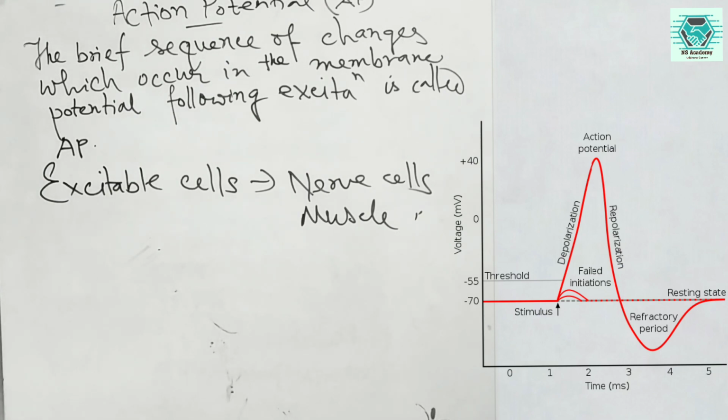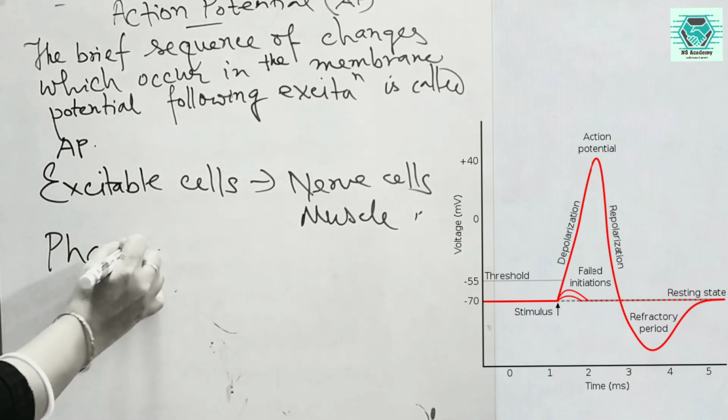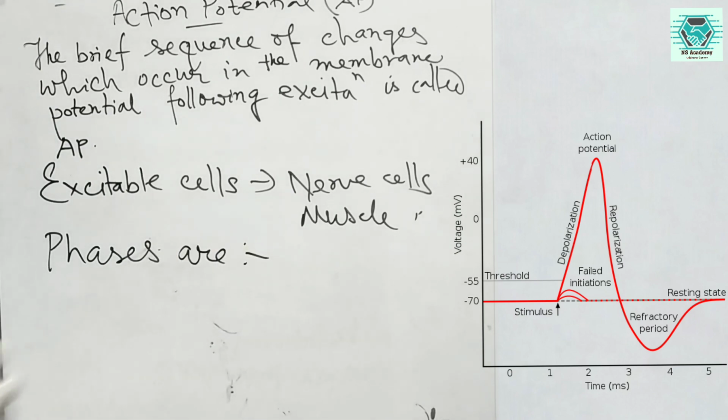In the RMP, resting membrane potential, I have already discussed that the inside of the cell during the resting condition is minus 70 millivolt. And when the distribution of ions occurs through the ion channels, the sodium comes inside the cell and depolarization occurs. So action potential is divided into some phases. So the phases are, first of all, number one, the resting stage.